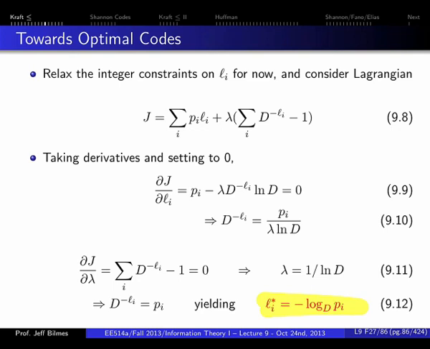So the optimal length of the code word for this code symbol i is not necessarily an integer. Let's not worry about that. This is the optimal length. We relaxed the integrality property. But the optimal length is the information about that event using the log function.